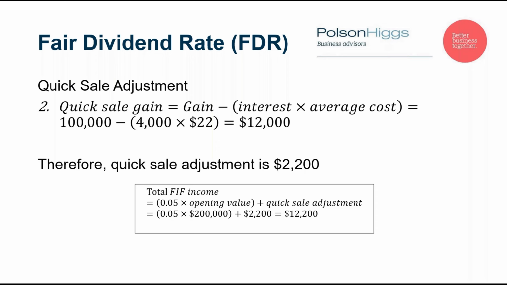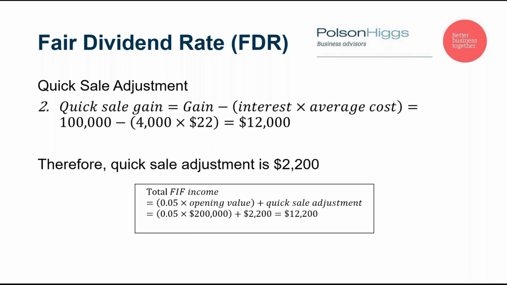We've got peak holding adjustment of $2,200. Therefore, I'm going to take the lesser of the two, peak holding adjustment, 2,200, and include that in my formula. What's my total FIF income for the year? Well, we've got 5% of our opening market value of 200,000, plus my quick sale adjustment, 2,200, gives me total FIF income, $12,200. Ignore any dividends that came in during the year. I simply put the $12,200 in my tax return.